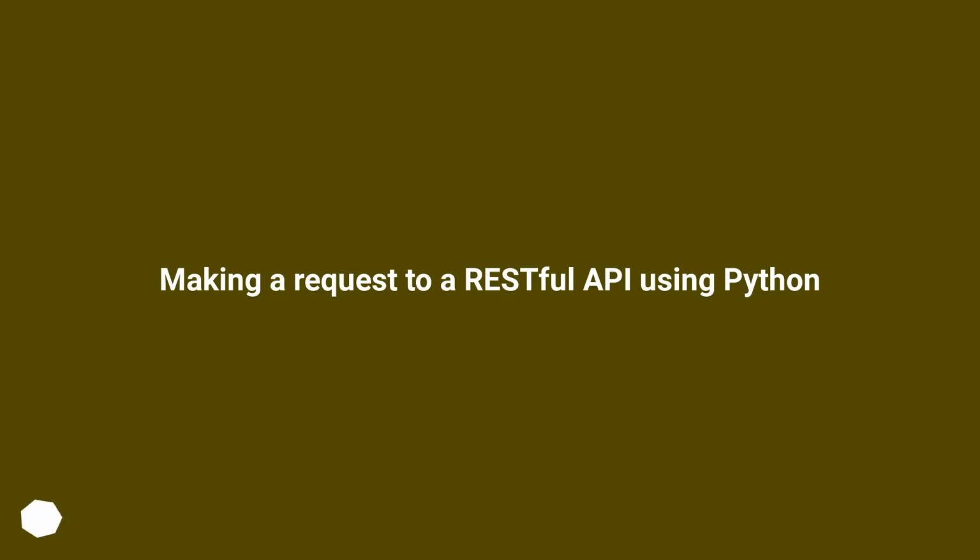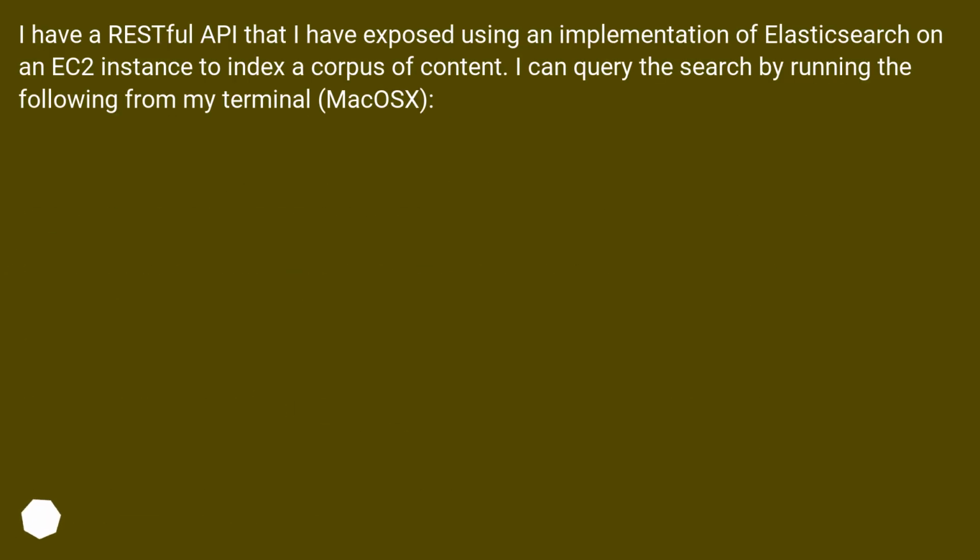Making a request to a RESTful API using Python. I have a RESTful API that I have exposed using an implementation of Elasticsearch on an EC2 instance to index a corpus of content. I can query the search by running the following from my terminal, macOS X.